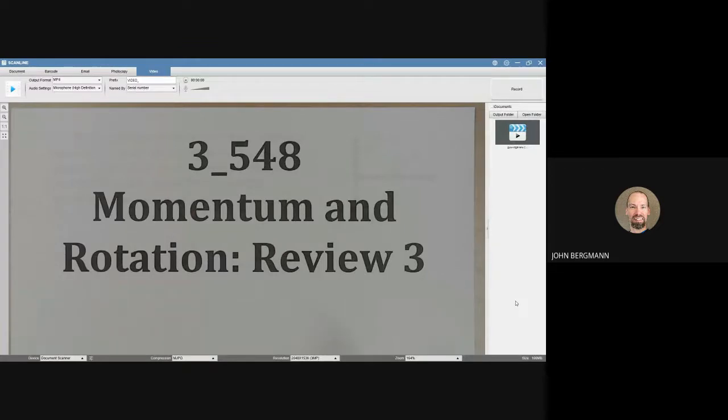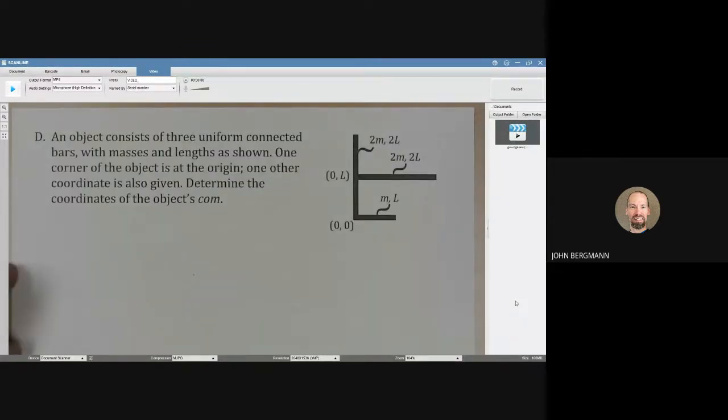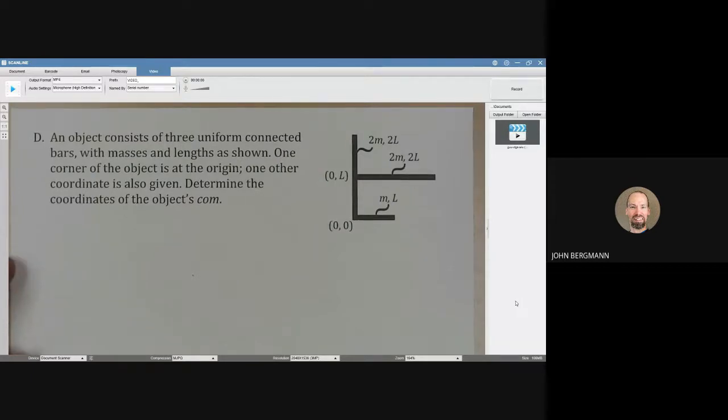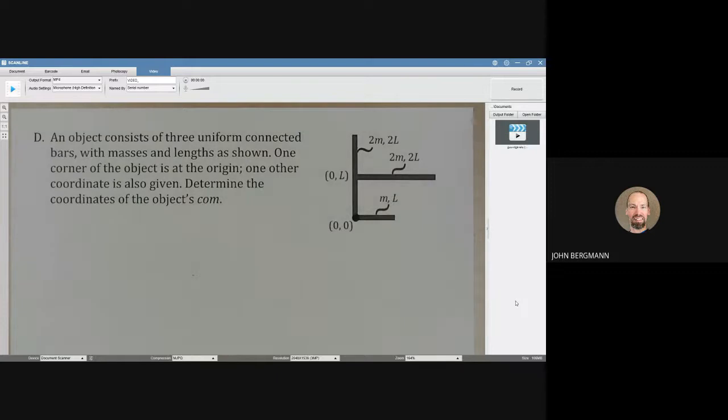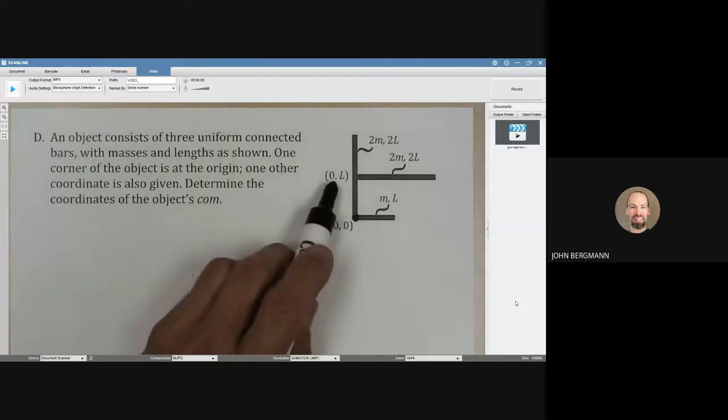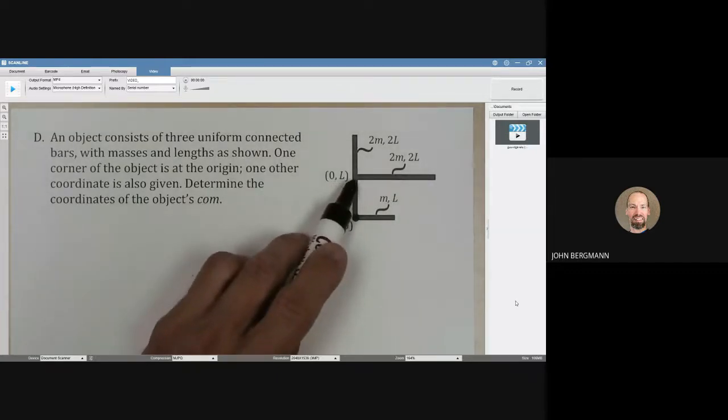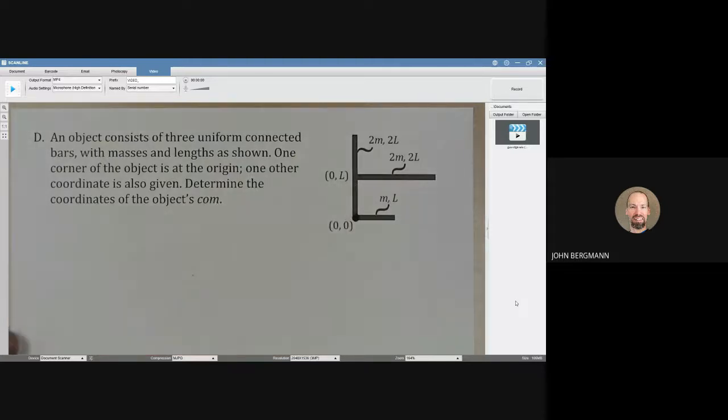Momentum and Rotation Review 3. An object consists of three uniform connected bars with masses and lengths as shown. One corner of the object is at the origin, so that's right there. One other coordinate is also given right there, 0, L. That's the coordinate of that point right there. Determine the coordinates of the object's center of mass.